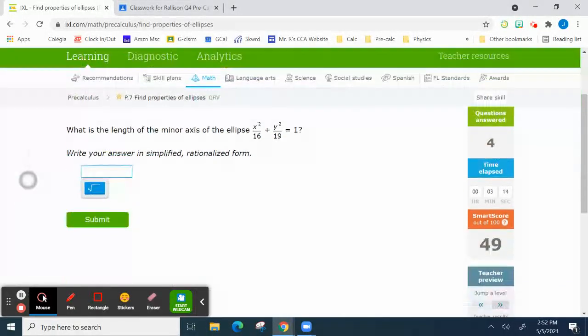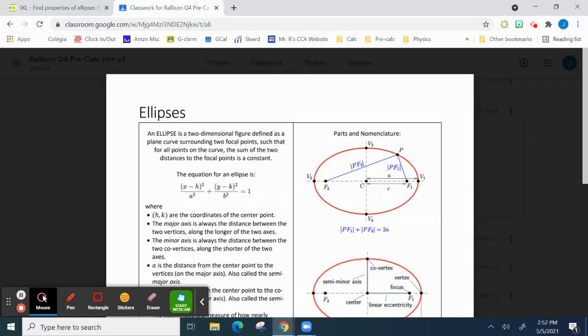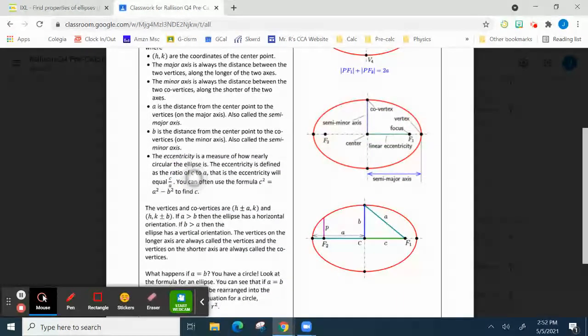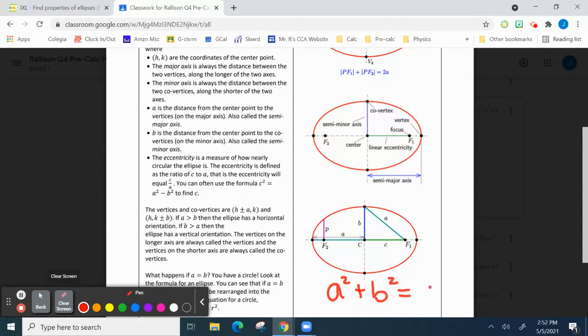What is the length of the minor axis? So let's go back here and look at this. All right. So we're looking at this, and what do we notice? One of the things you do have to keep straight is that a, b, and c don't necessarily... we learn the Pythagorean theorem in the form of a squared plus b squared equals c squared, right?